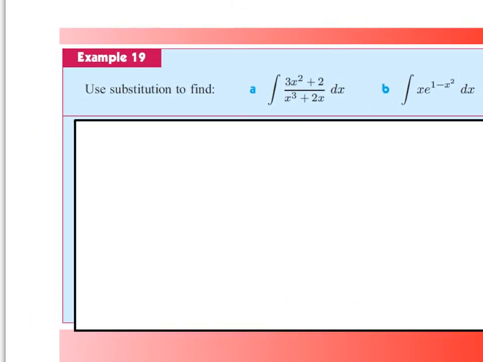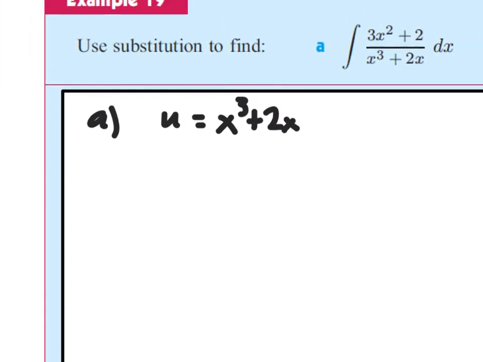Alright, so let's look at part A first. So the first thing I want to do is try to identify some function or some expression for U. Typically, if you have a rational function and you end up using U substitution, U ends up in the denominator. Typically, but not all the time. So let's say that's what U equals. Alright, so then du with respect to x would be 3x squared plus 2.